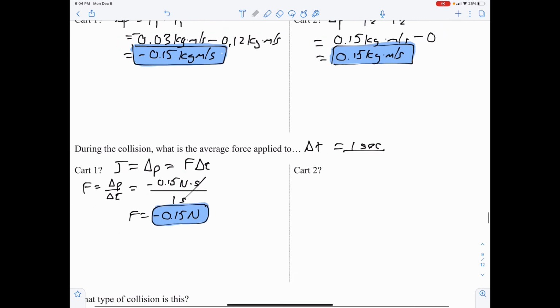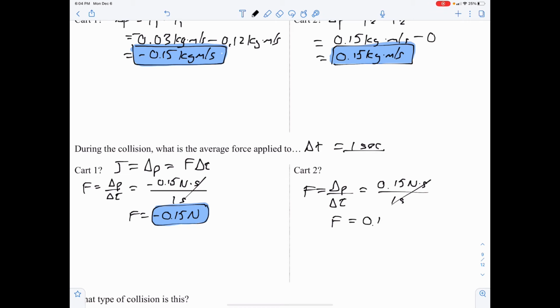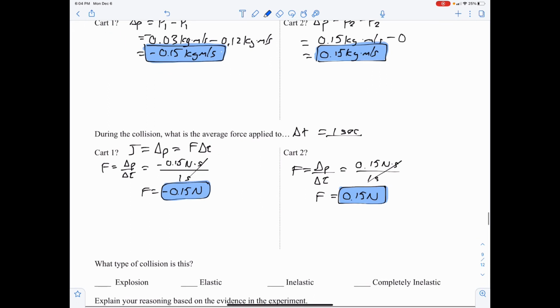For Part 2, same thing. Momentum over the time, we're looking at 0.15 Newton seconds over 1 second. And we're looking at 0.15 newtons. Not only are we seeing equal and opposite impulses, well, that kind of goes along with Newton's third law, equal and opposite forces.